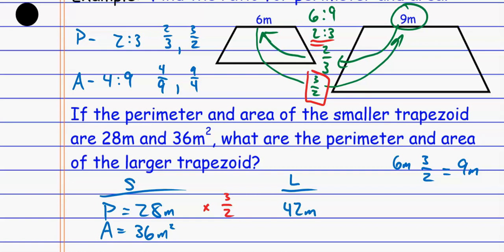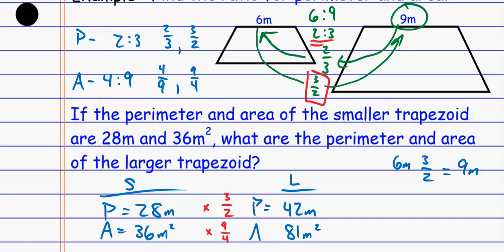And so without even knowing the rest of the dimensions of the larger trapezoid, I can find its perimeter based on its relationship to the smaller trapezoid. Likewise, when I look at the relationship between area, instead of using a scale factor of 3/2, I'm now going to use a scale factor of 9/4. It's the squared version of that same scale factor. And so once again, I do 36 essentially times the 9 divided by 4, or divided by 4 times 9, and it gives me the area of the larger trapezoid as 81 meters squared, 81 square meters.